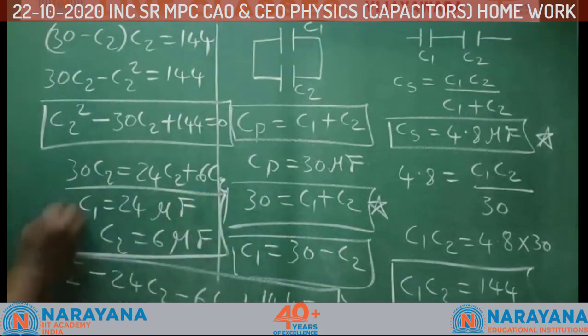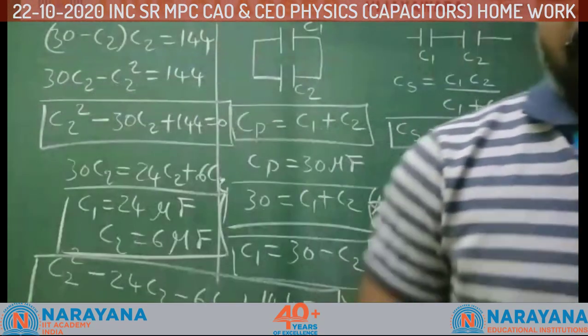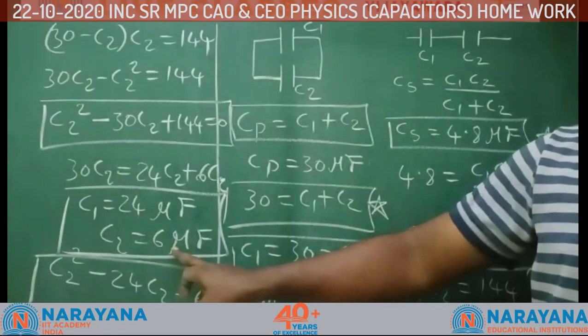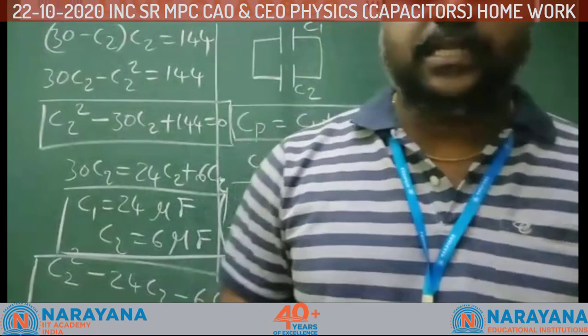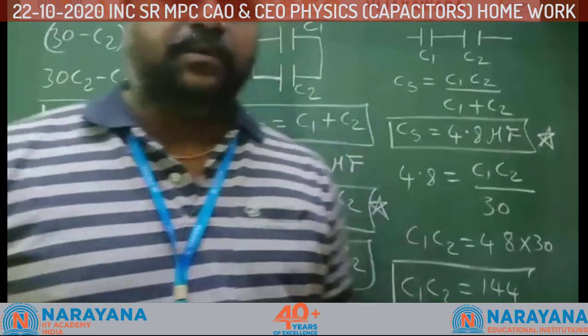So this is the answer. These 24 microfarad and 6 microfarad values are in option 1. So the answer is option 1.